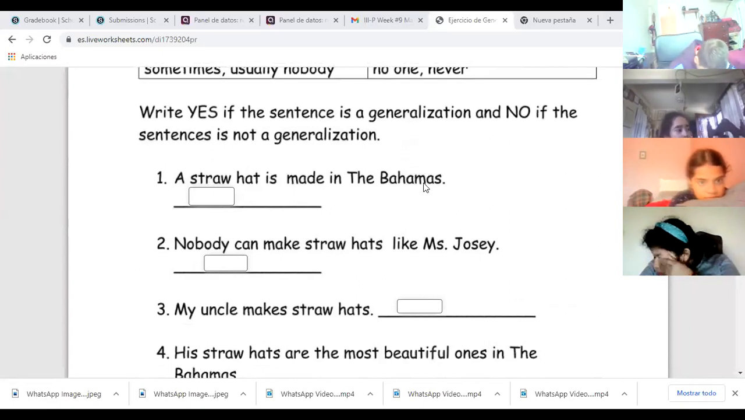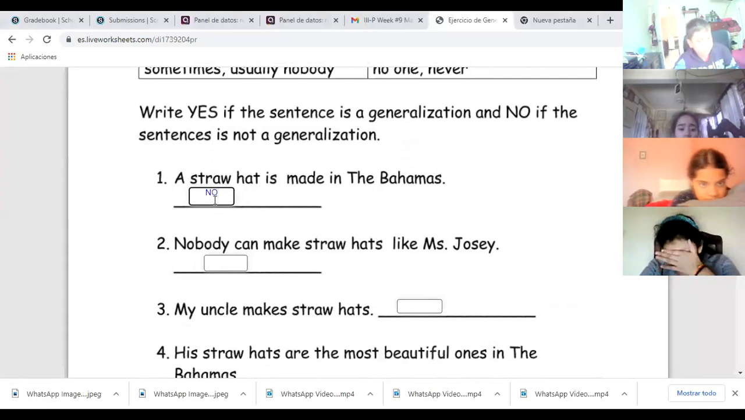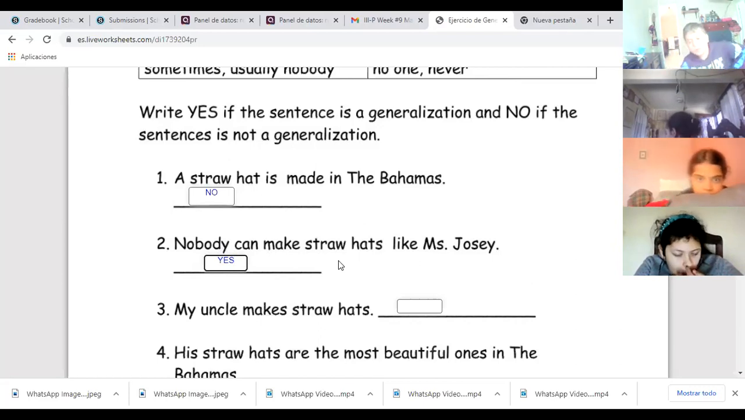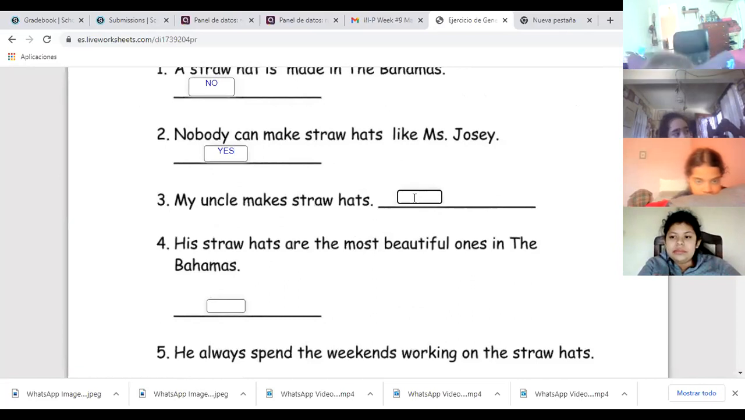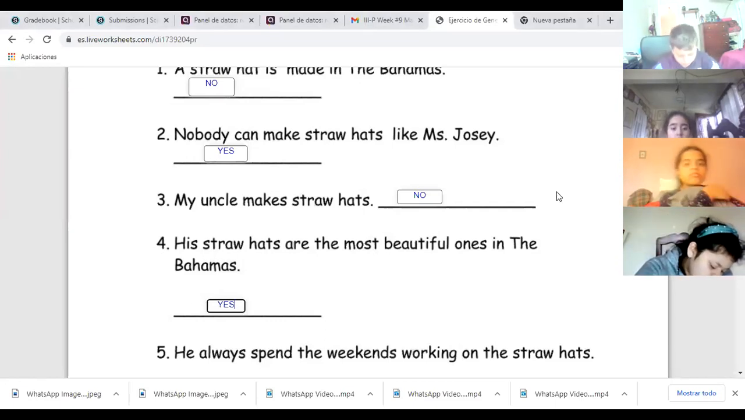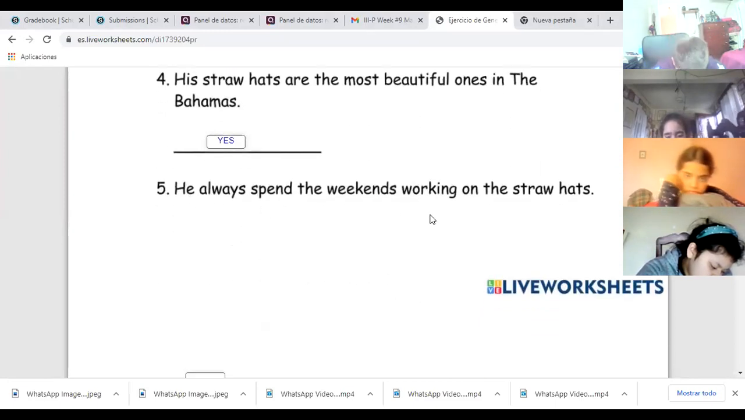Straw hats are made in the Bahamas. Is it a generalization? No. Nobody can make straw hats like Mrs. Josie. Is it a generalization? Yes, because it says nobody. Nobody can make straw hats. That's not true. There are people that make straw hats, and that's their job. My uncle makes straw hats. Number four, his straw hats are the most beautiful ones in the Bahamas. Generalization? Yes, it has most, so it's a generalization. He always spends the weekends working on the straw hats. Yes.